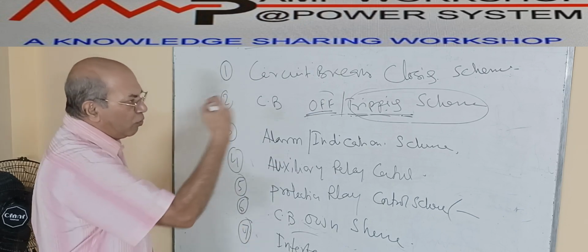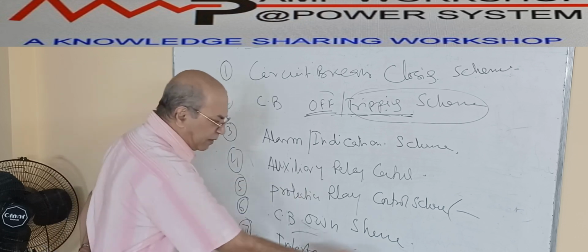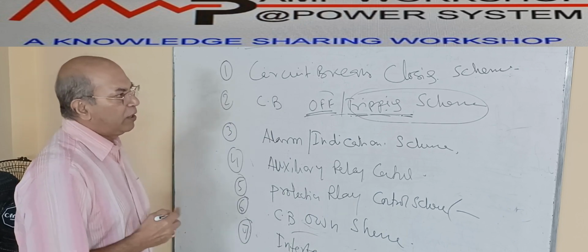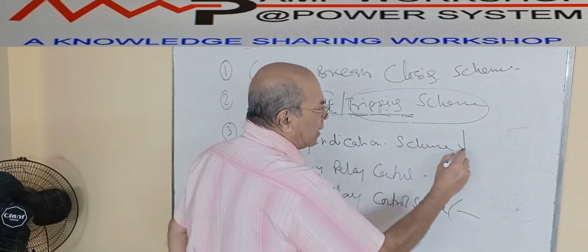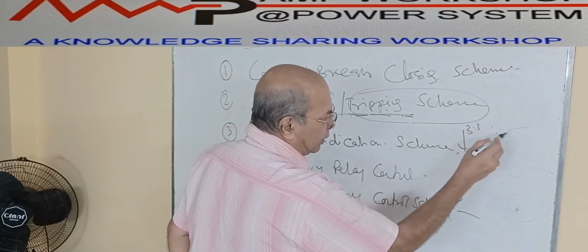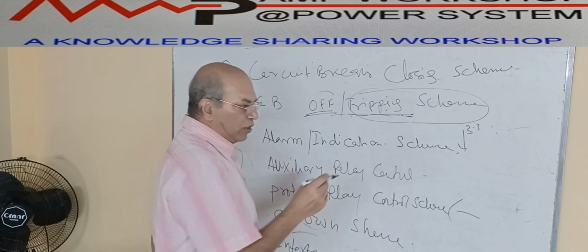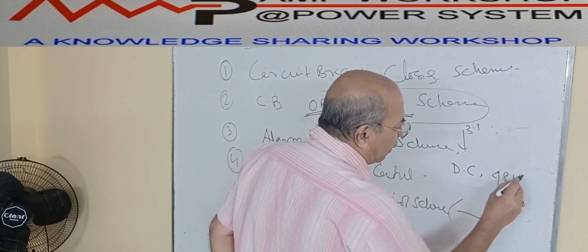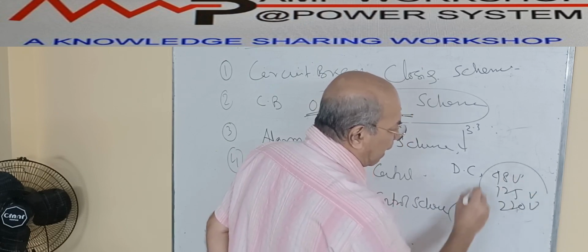Last part is that this circuit breaker's various control parts: protection relay, closing part, tripping part, alarm indication part, interface scheme part, all this part needs auxiliary power supply. As I said before, circuit breaker or switchgear has two supplies. One is the main power supply that could be 3.3 kV, 6.6 kV like this. In addition to this, there is a control supply which is normally DC supply. We use either 48 volt DC or 125 volt DC or 220 volt DC depending on the availability.